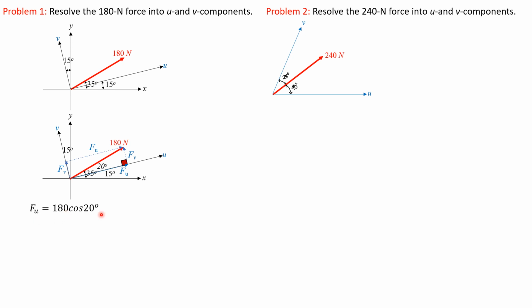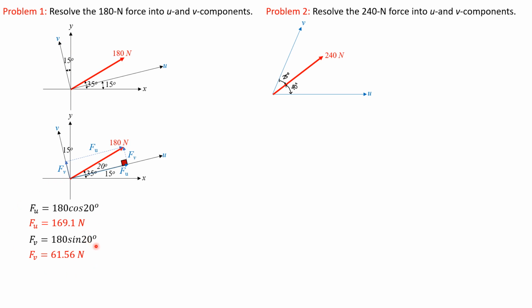FU is 180 cosine of 20 degrees: the hypotenuse 180 times cosine of 20 degrees, since FU is adjacent to 20 degrees. So solving for FU using your calculator, 169.1 newtons. Likewise, FV is opposite to 20 degrees. Therefore, FV is hypotenuse 180 times sine of 20 degrees. So 180 times sine of 20 degrees is equal to 61.56 newtons. So these are the components of the 180 Newton force along the U and V axis.